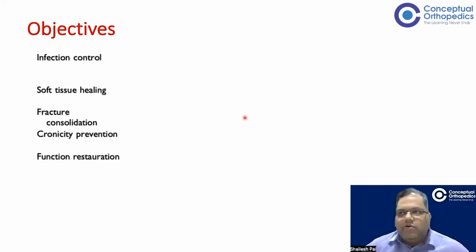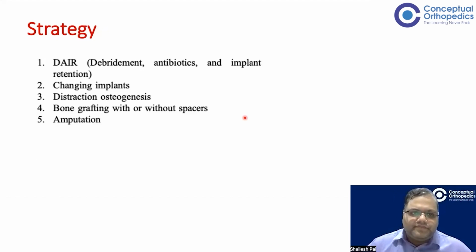What do we do? I mean, how do we control infection? How do we make the bone heal? How do we make the skin heal? How do we prevent this particular infection from becoming chronic? And what do we do so that the patient gets back almost all his functions, right? So in this, there are different strategies that we employ. So many of the times we do one of these strategies.